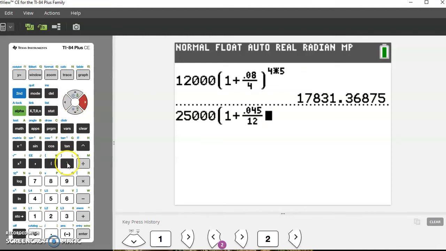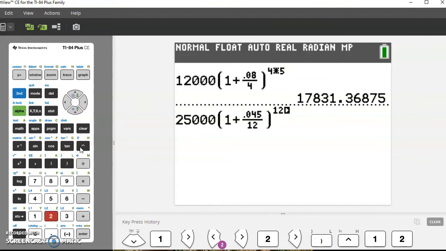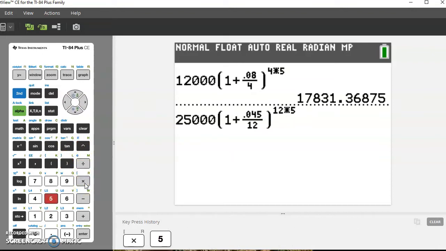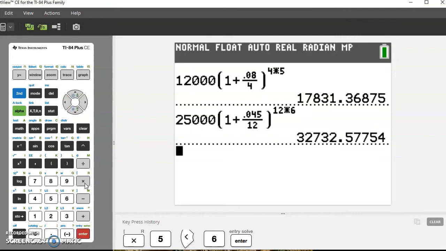12, and we raise it to the 12 times 5, 6. Okay, so the total investment will be $32,732.58. So this is the total amount Jack will have paid over the loan.